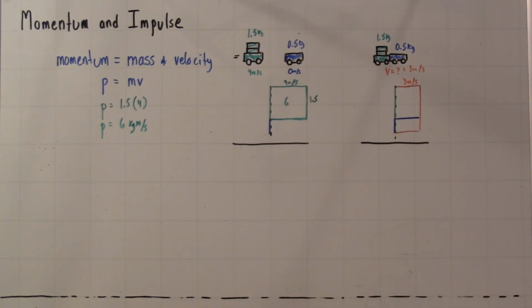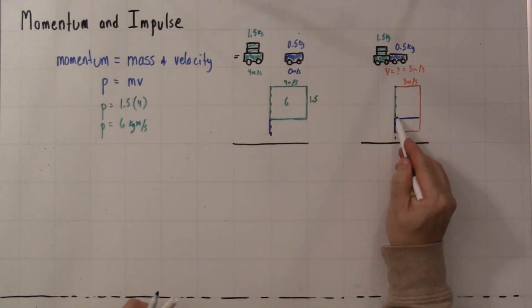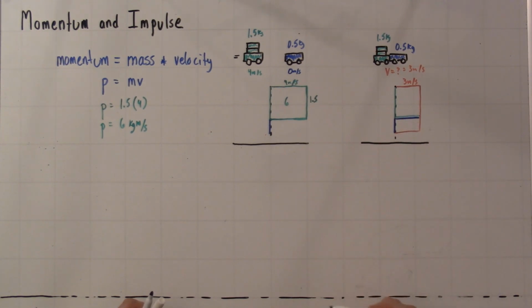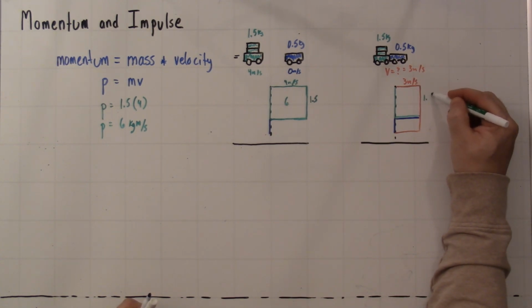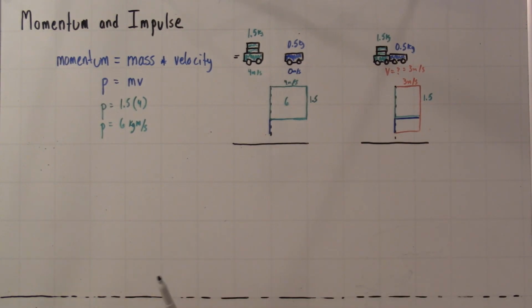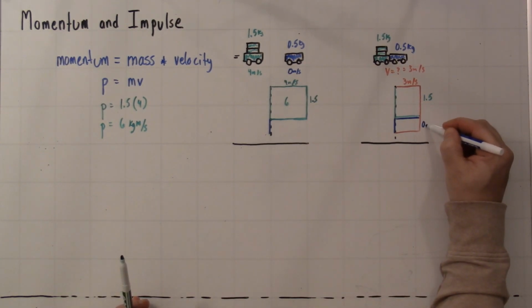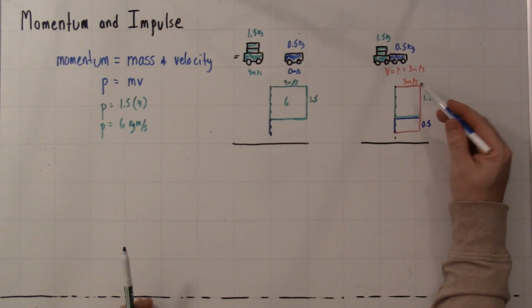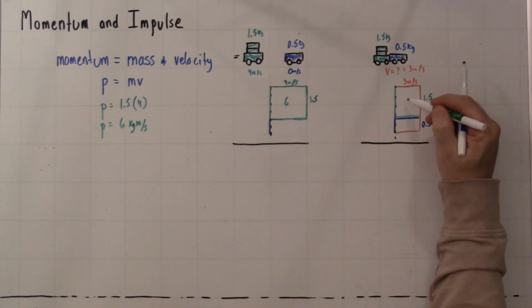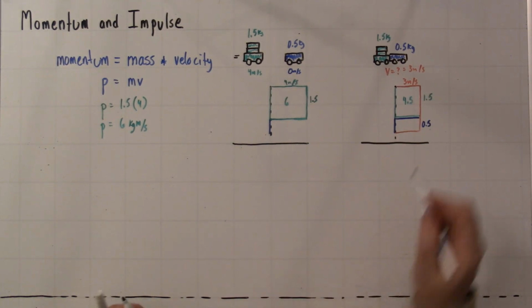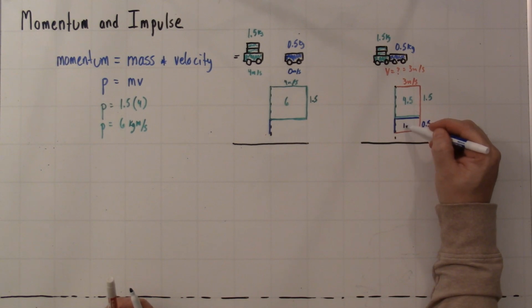We see the blue one is down here, and the green one is up here. And let's calculate the individual momentums of each of these. So we know they're moving at 3 meters per second. The green one is 1.5, and the blue one is 0.5. So 1.5 times 3 is 4.5, and 0.5 times 3 is 1.5.